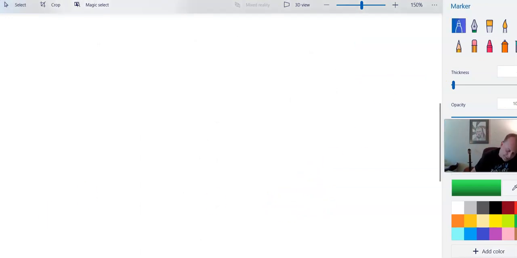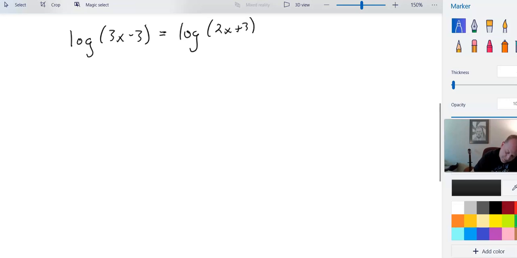Okay, and I wanted to expose you to what it looks like when you have logs on both sides of these things as well, on both sides of the equation. So let's say we have log of 3x minus 3, and that's equal to the log of 2x plus 3 plus the log of 2. Okay, remember the log of 2 is just a number.